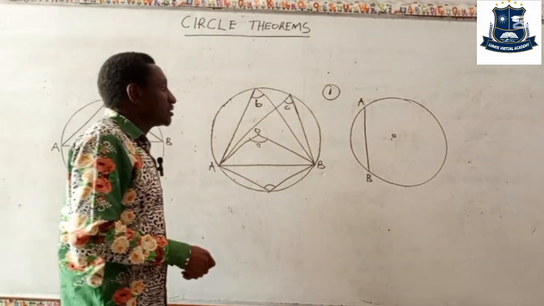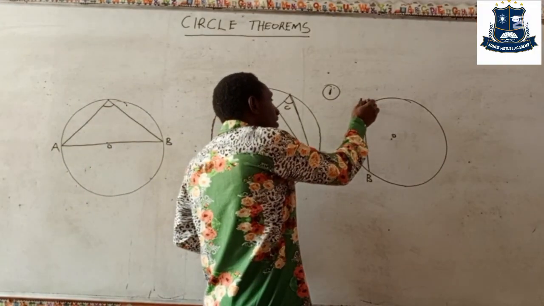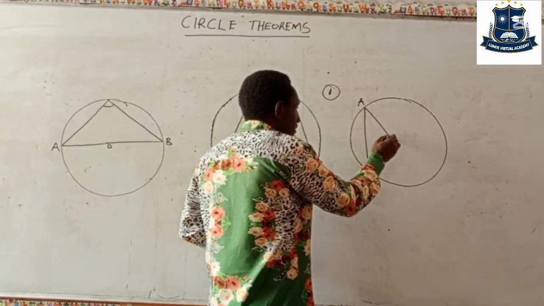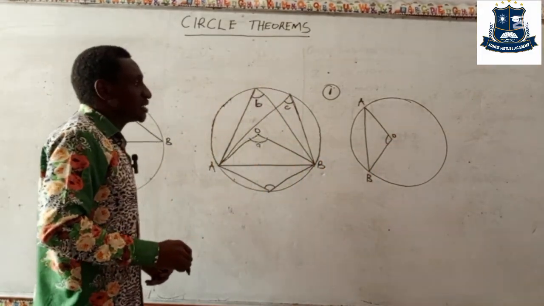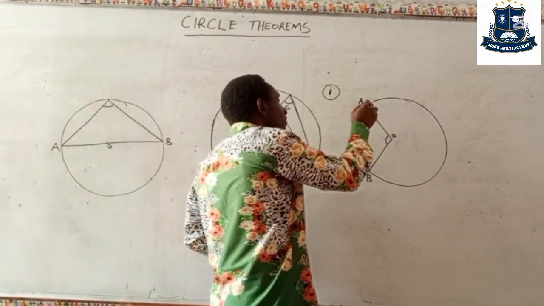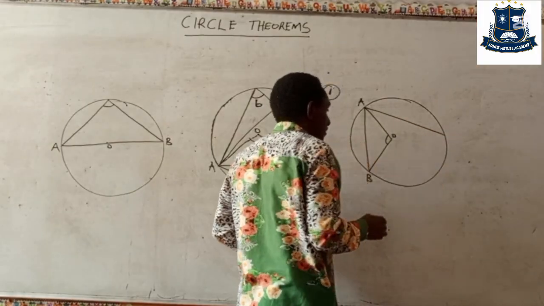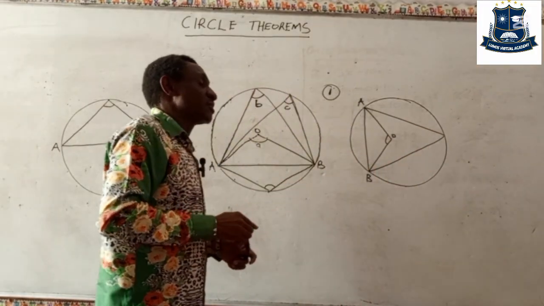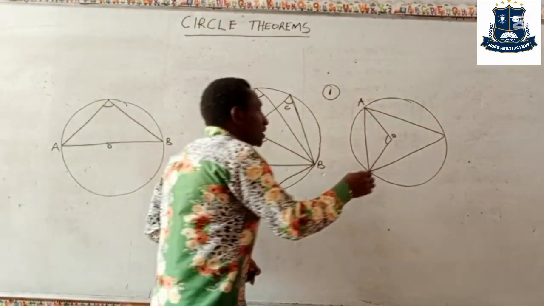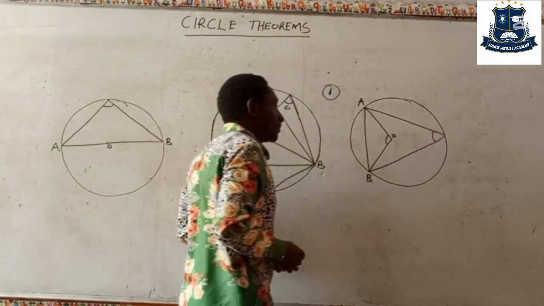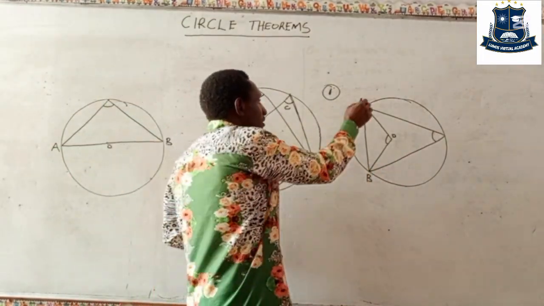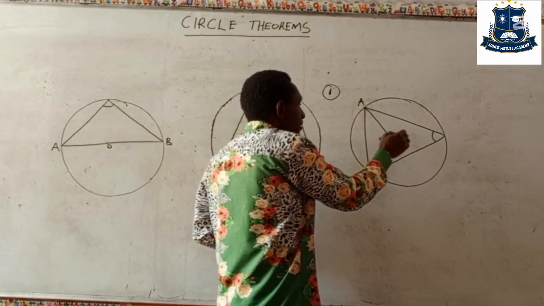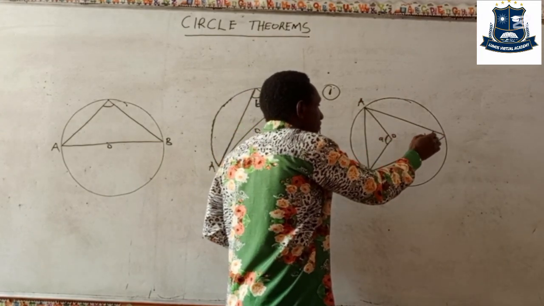Now this chord can form an angle at the center, and that same chord can form an angle at the circumference. Understand that the lines must touch or meet at the circumference. Where they meet, that's where the angle is formed. So this chord AB has formed an angle at the center, maybe call it A, and then the angle at the circumference, call it B.